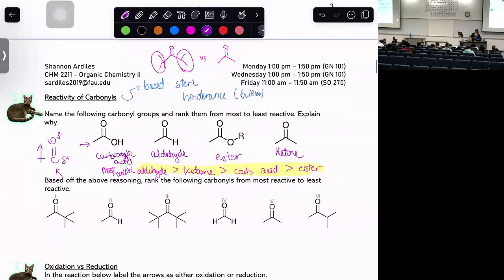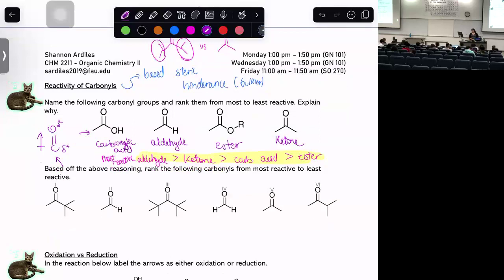Okay. Now, let's make it slightly more complicated. This time you only have aldehydes and ketones, but I want you to rank them from most to least reactive. You guys have 2 minutes.